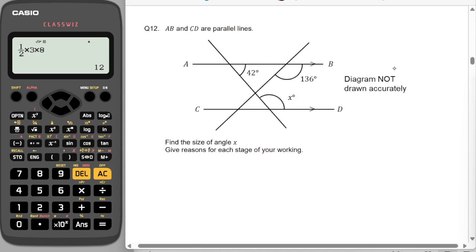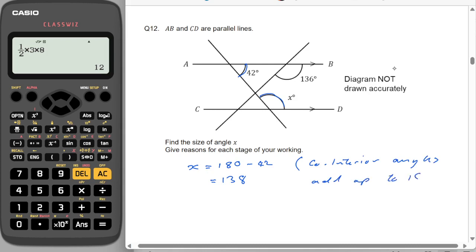I'm going to say that this and this create a supplementary angle. So X is going to be equal to 180 minus 42, which is going to be 138. And the reason being it is a supplementary or co-interior angle. Angles add up to 180 degrees.